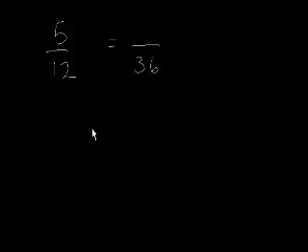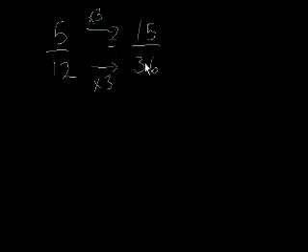So let's start with the fraction 5/12, and I wanted to write that with the denominator 36. Well, to go from 12 to 36, what do we have to multiply by? Well, 12 goes into 36 3 times. So if we multiply the denominator by 3, we also have to multiply the numerator by 3. Times 3, we get 15. So we get 15 over 36 is the same thing as 5 over 12.